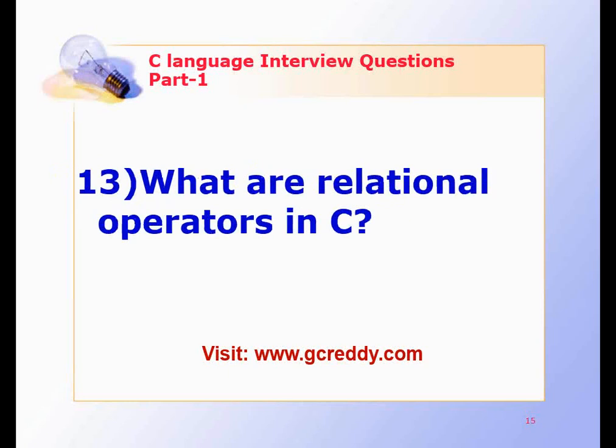What are relational operators in C? Relational operators are basically used in conditional and looping statements. They check for the relation between variables or between variables and constants. After they are used, they return 0 if the result is false and return 1 if the result is true. A simple relational expression contains only one relational operator.